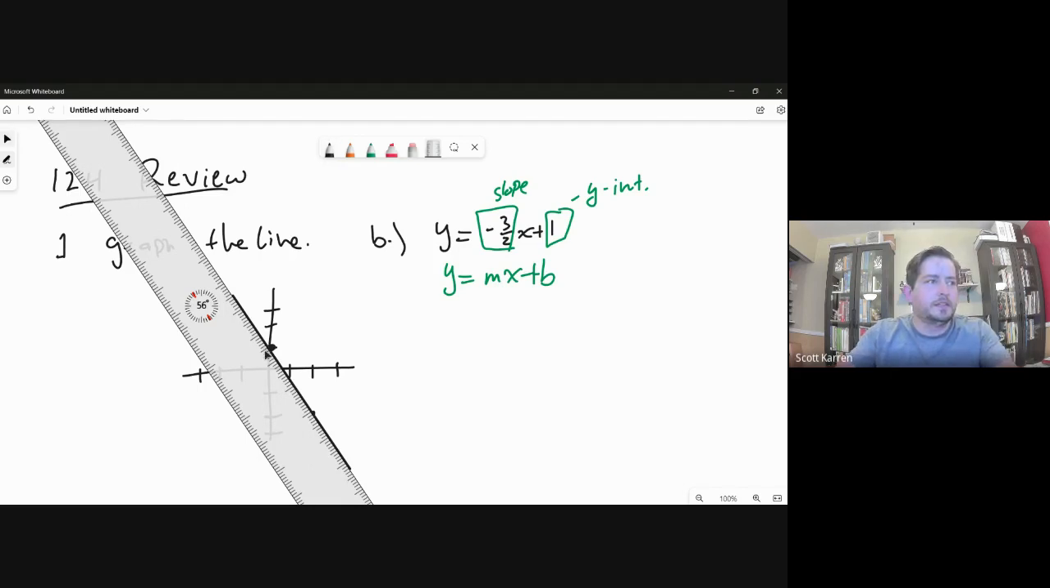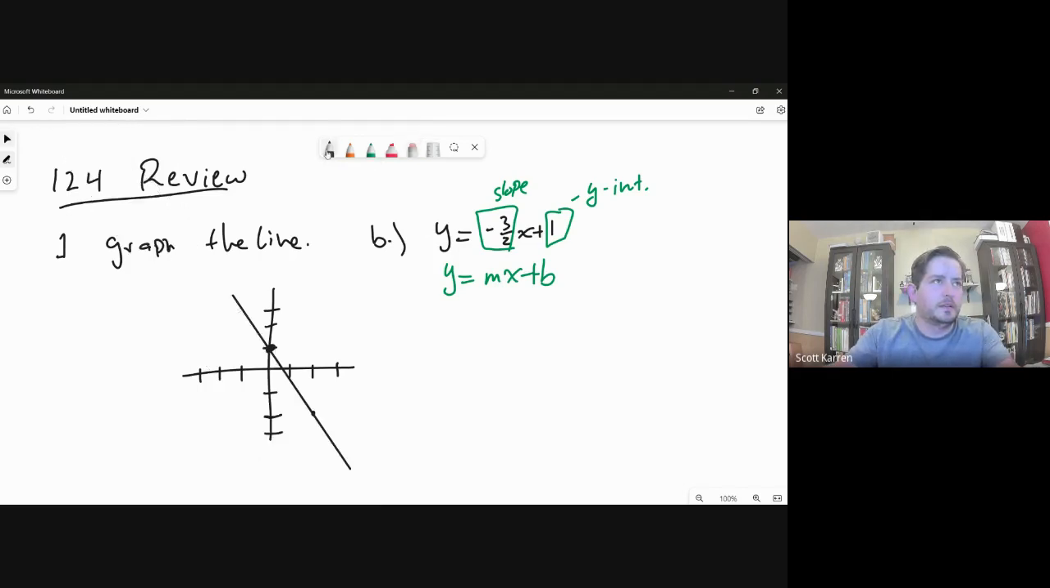And then this is, of course, a line that goes forever. So we throw arrows on it. Goes on that way forever, goes on that way forever. So if I have an equation in this form, y equals mx plus b, it's that easy. Find the y-intercept, find the slope, and find the second point using that slope, and you've got your line.